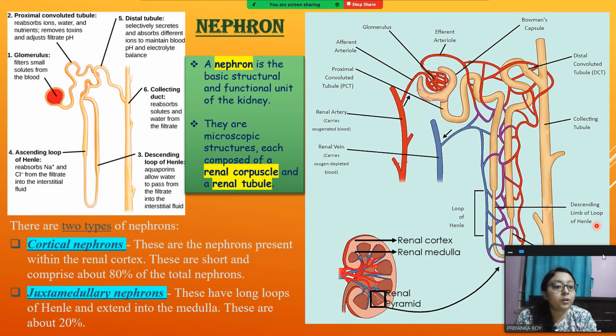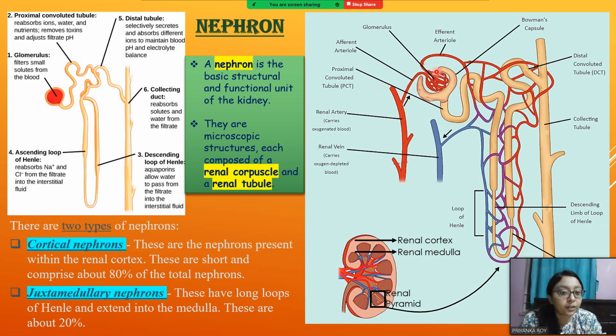This we already know, that the afferent arteriole from the renal artery carries the oxygenated blood and enters into the glomerulus, and the efferent arteriole, carrying blood after being filtered by the Bowman's capsule, comes out and goes through the capillary network known as peritubular capillaries, which surround the renal tubule. This then comes out in the form of the renal vein, which carries oxygen-depleted blood. So this is the basic structure of the nephron.